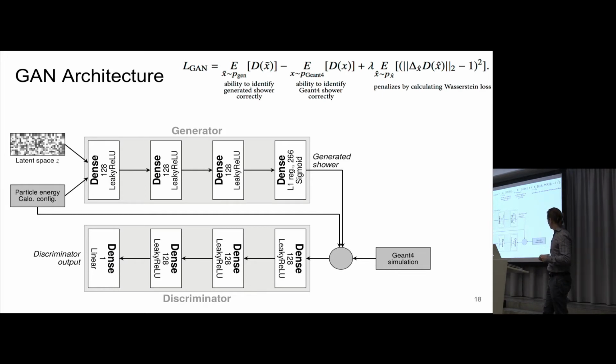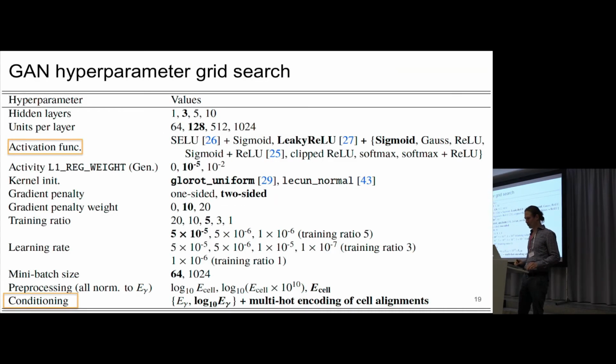And then the job of the discriminator is to compare how well we can tell the generated shower from the Geant4 training sample. You define a loss function based on this, also using the Wasserstein distance to define a distance. And at the end, we do again a hyperparameter grid search, where you see here the parameters we vary. And the most important ones in this case are the activation function and how we condition the modeling.